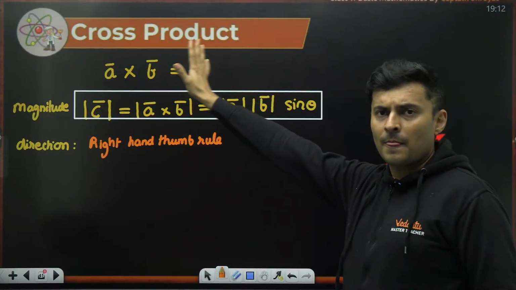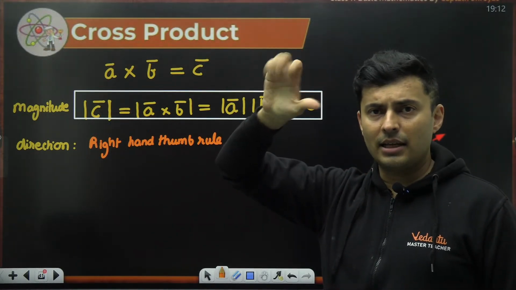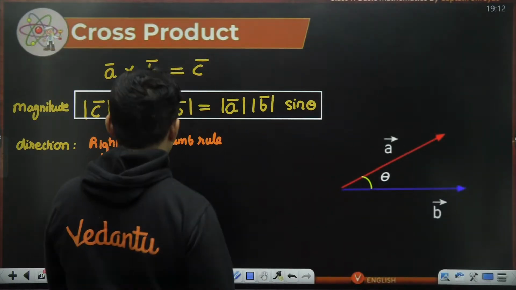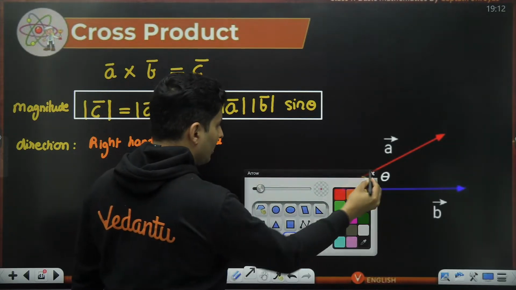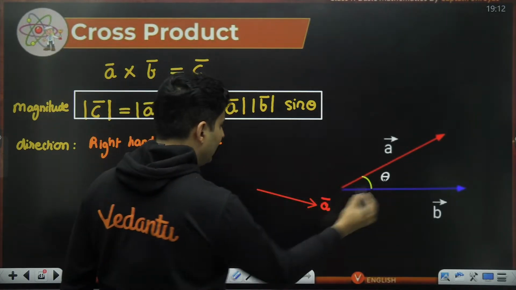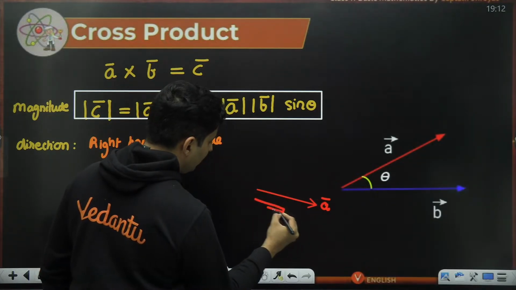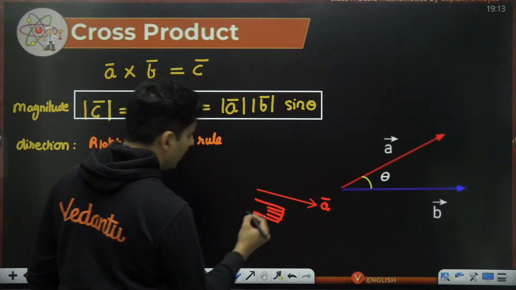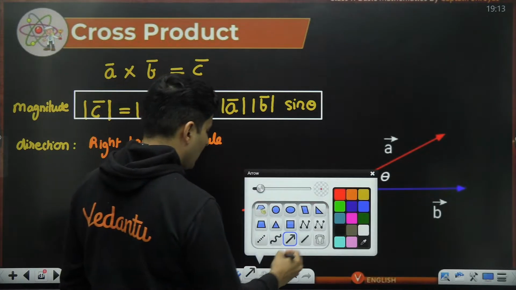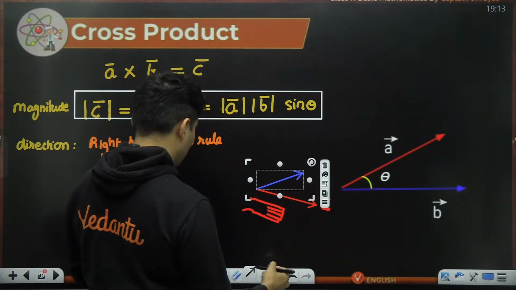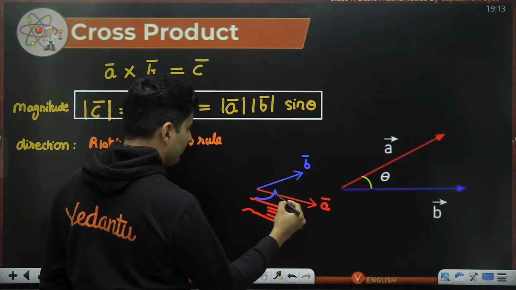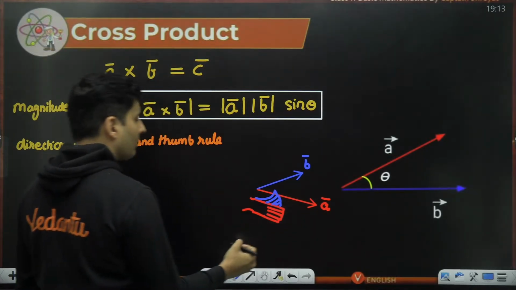Take your right hand. Take the four fingers except the thumb, and let them point to the first vector. So let's say my first vector is A, it is over here. The fingers of my right hand should point exactly in that direction. Slowly bend the four fingers towards the B vector. So maybe that B vector is over here, so these fingers will slowly bend like this. They will bend like that.